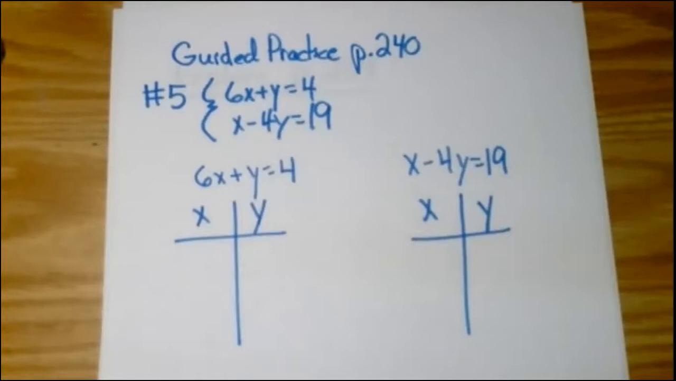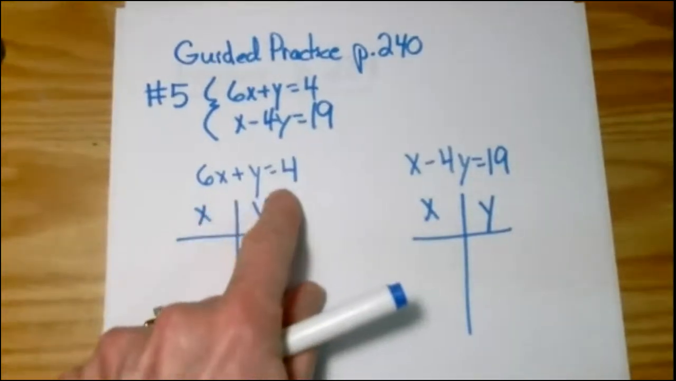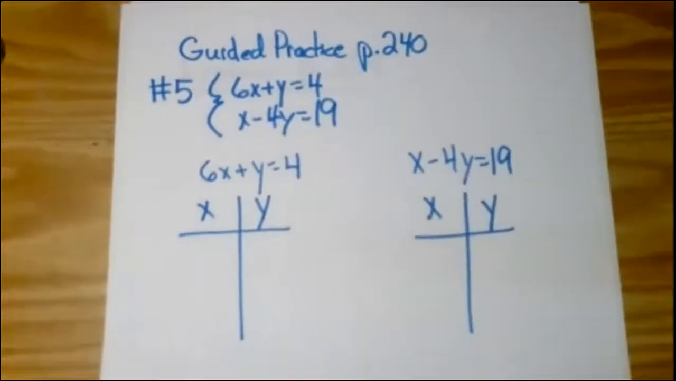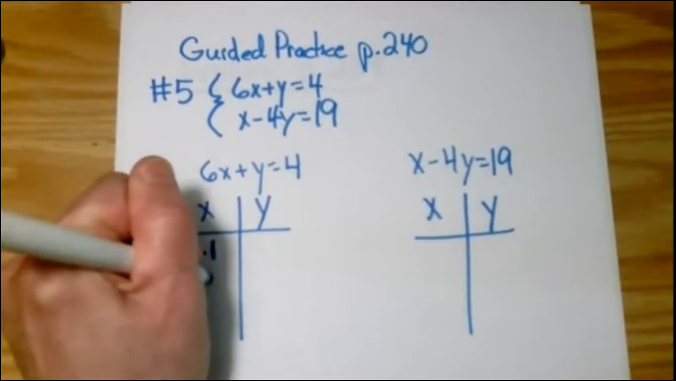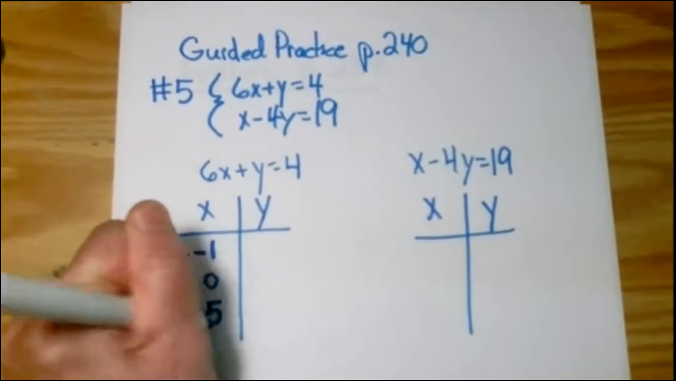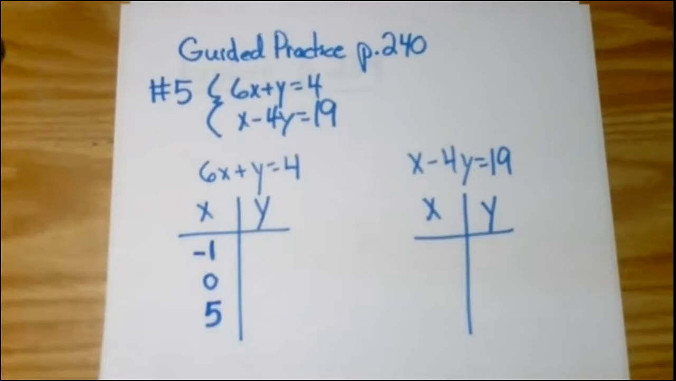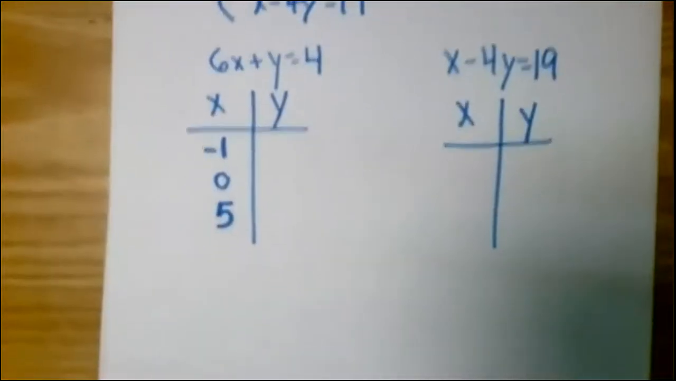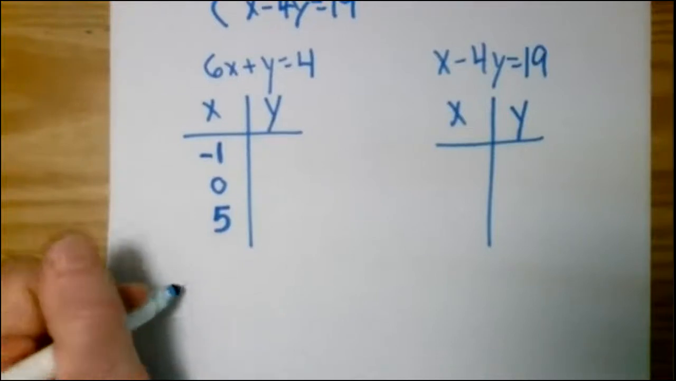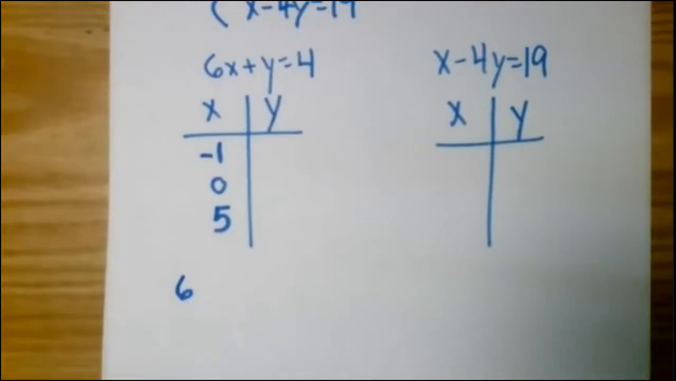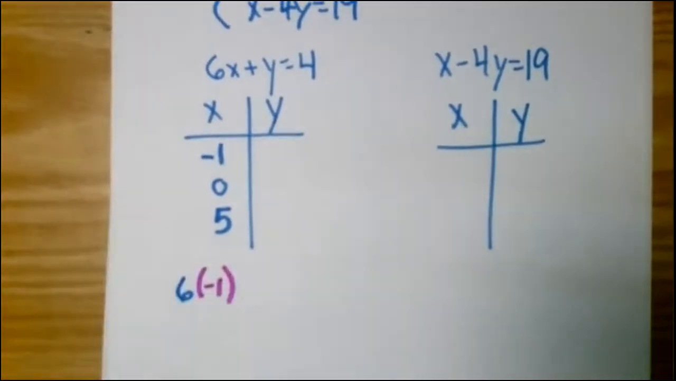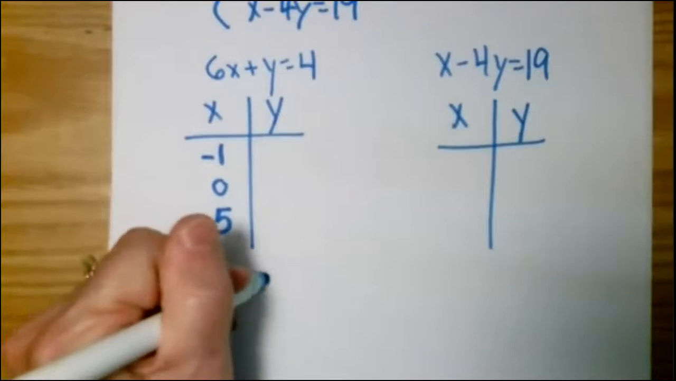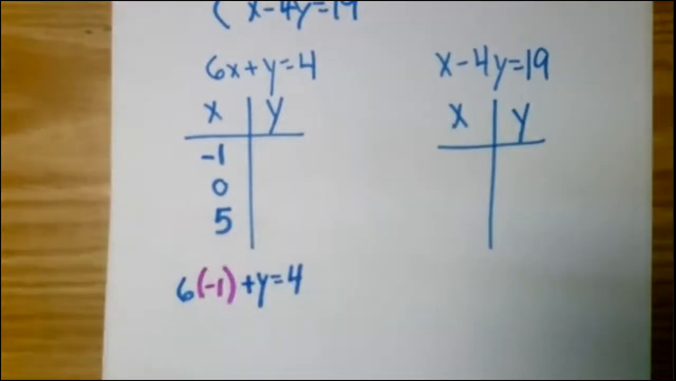So I'm going to pick some x values and see what kind of y values they yield. Here's my first equation, here's my second equation. I'm going to put in the values negative 1, 0, and 5. You can pick any numbers you want. I'm going to try those 3 just to give me a range. Plugging in negative 1 for x, 6 times negative 1 plus y equals 4, solving to find out what y is.